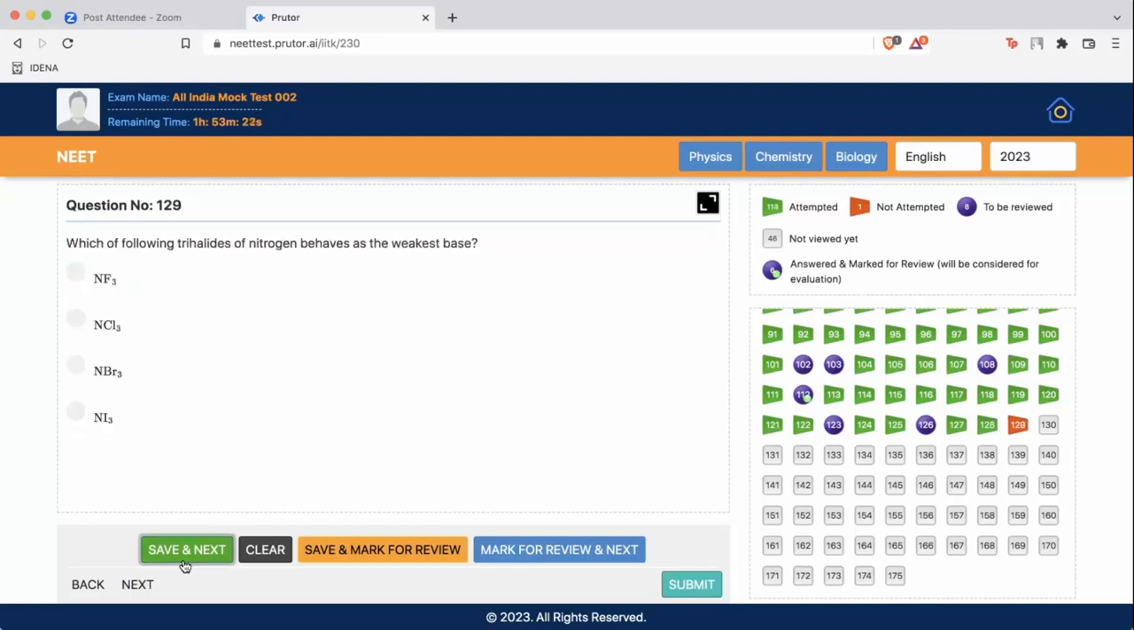Which of the following trihalides of nitrogen behaves as the weakest base? So NF3 is the strongest acid. So weakest base is NF3. For a base, it should be able to donate its electron pair, right? And NF3 has a really weak dipole moment. So the answer should be NF3.